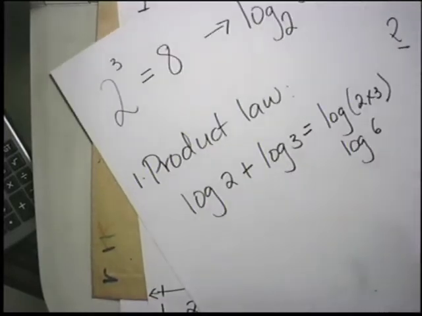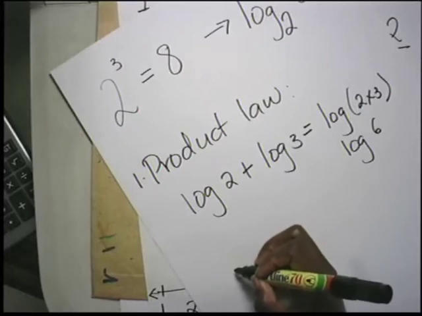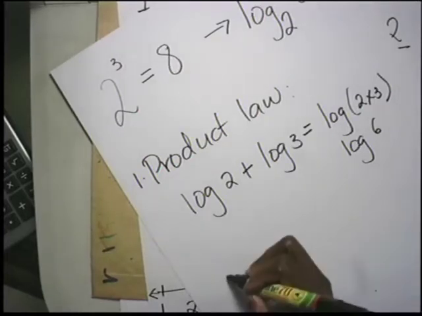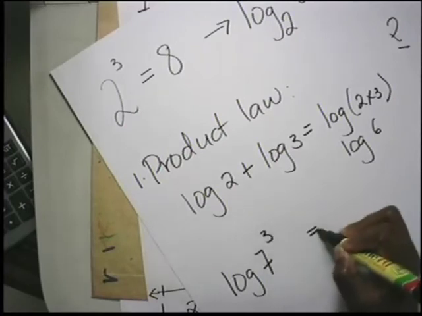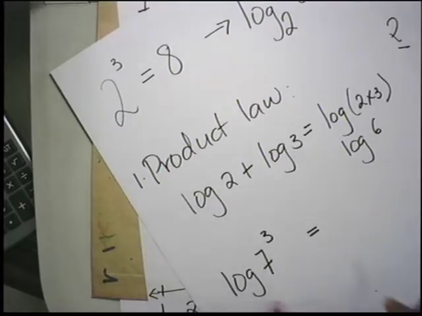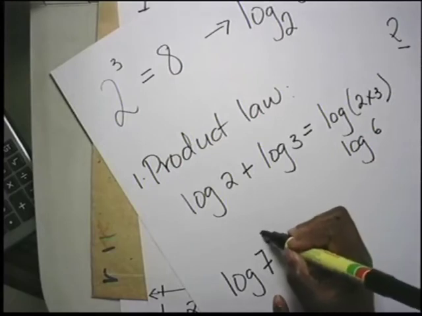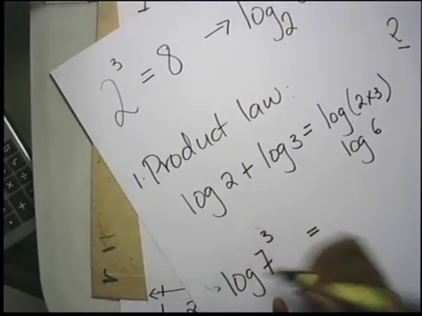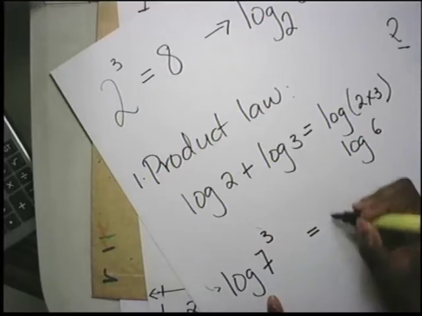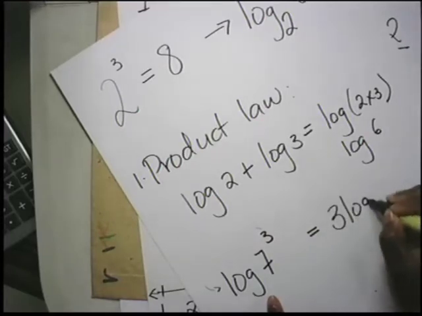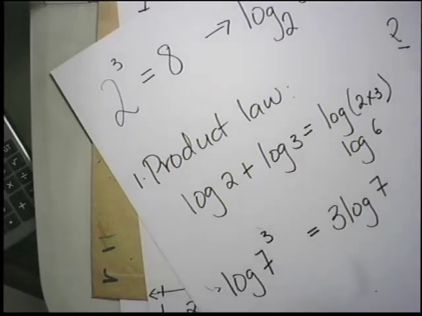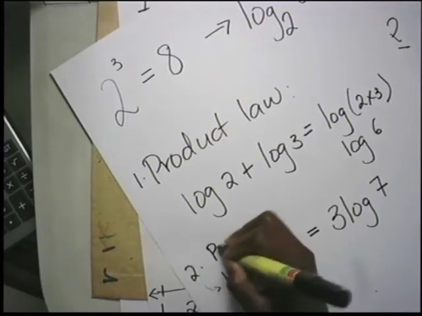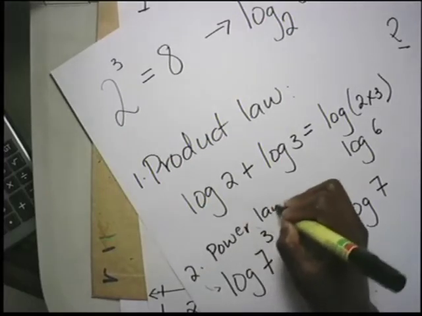And the power law, if I'm having log 7 power 3, how is it going to be as a power law? So then this one, the power or the index, you write it first. So this is going to be 3 log 7. All right, that is the power law. Number 2, which is the power law.